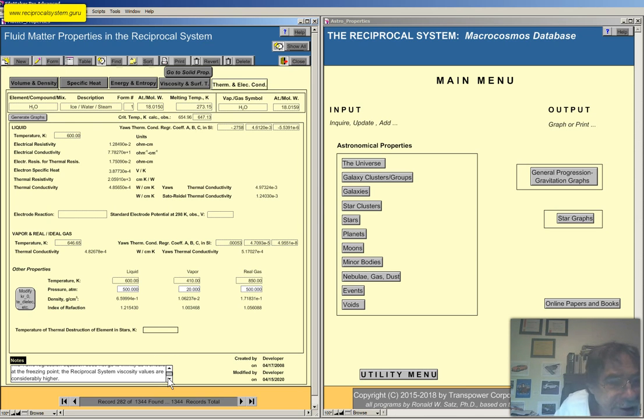All right, so that's pretty easy today. We covered thermal conductivity, resistivity, electrical resistivity, and conductivity. And we compared it to the Oz value here. And then we did the same for the vapor and real gas calculation. And of course, the index of refraction. Okay, well, that was pretty quick. I'm going to close this up.